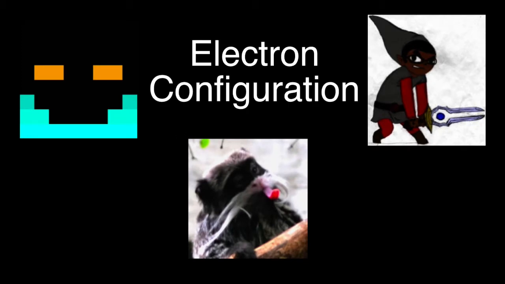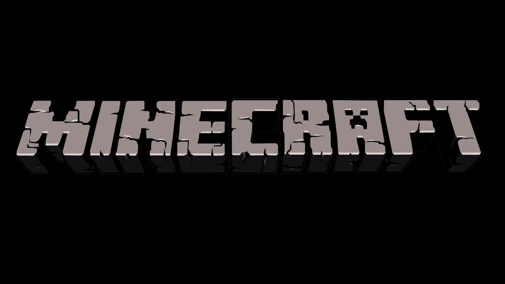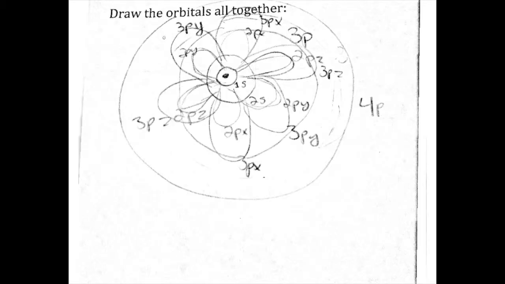And I'm David, and we'll be explaining electron configuration and Aufbau diagrams using the wonderful world of Minecraft. So, first off, this is a standard model of an atom. The tiny dot in the center is the nucleus made up of protons and neutrons. The circles and petals that make the atom look sort of like a flower are the electron orbitals, or the path that the electrons of an atom take to orbit the nucleus.